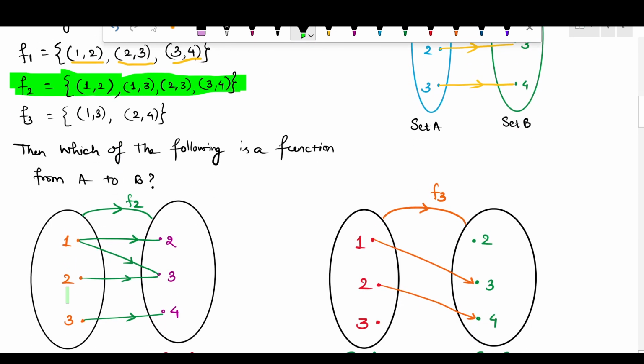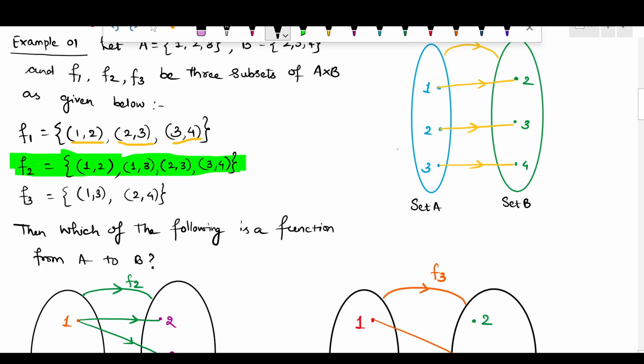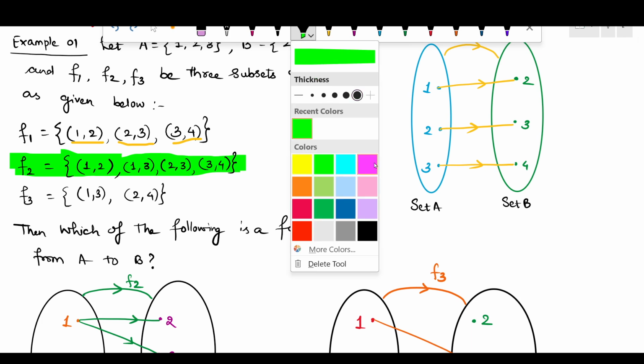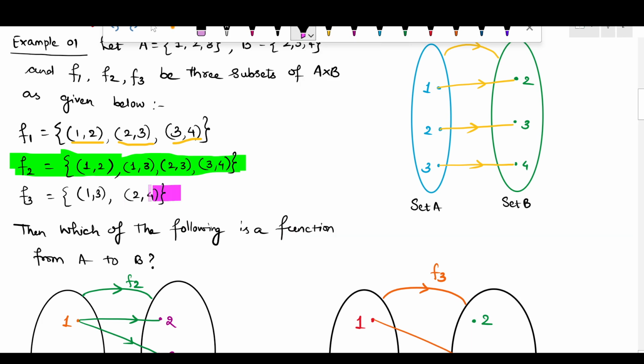You can see the arrow diagram of F2 as well, right? Means the element of the set A cannot have more than one image in set B, right? We can conclude this from here. Similarly, in case of this, F3 is (1, 3) and (2, 4).